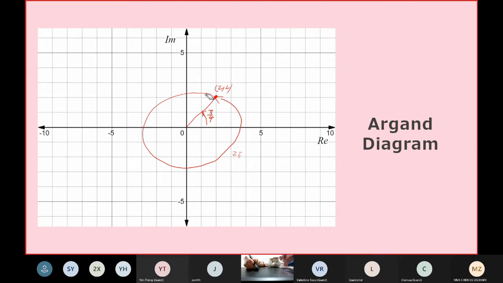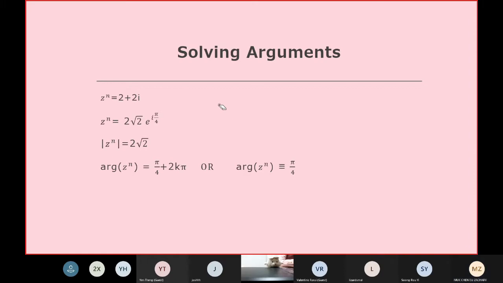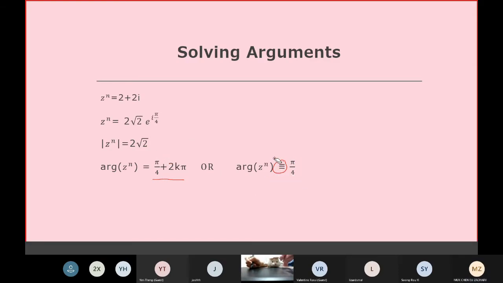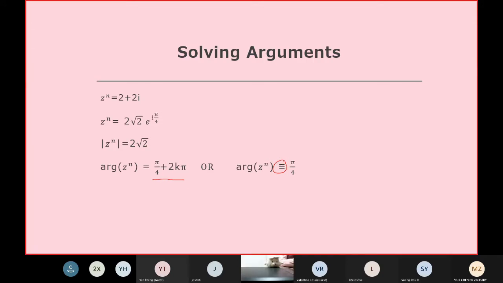So what does this mean? So instead of your complex number having the argument of pi over 4, in reality, your complex number's argument is pi over 4 plus 2k pi. All right, in reality. Or you can represent it as it is congruent to pi over 4. So it's similar to pi over 4 in the context of complex numbers. So it's the same idea, right? You just rotate however much you want to rotate about in the Argand diagram.